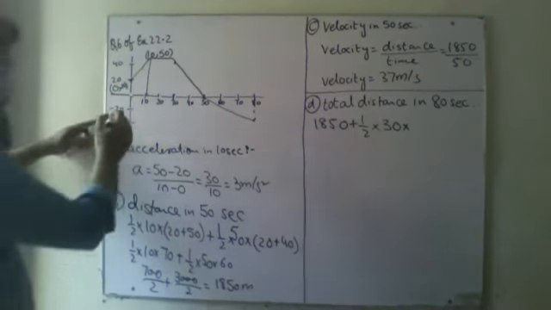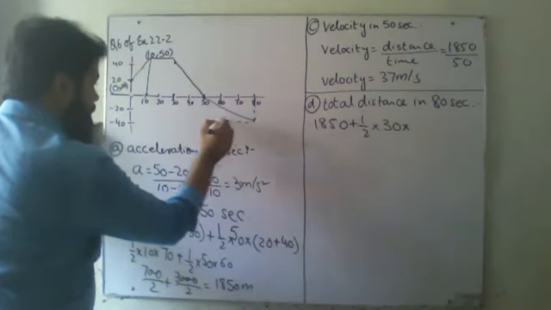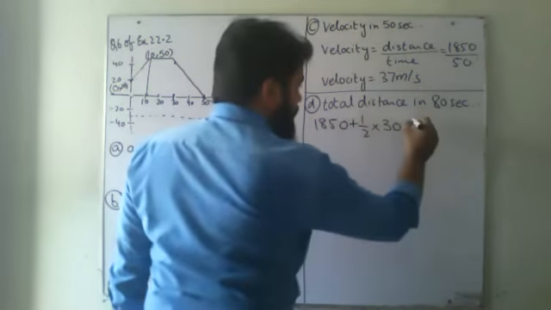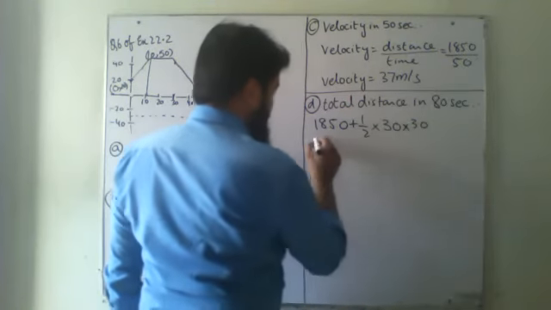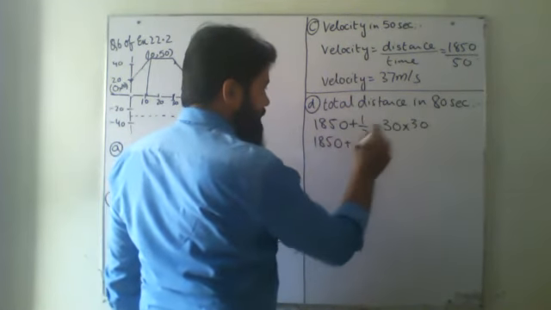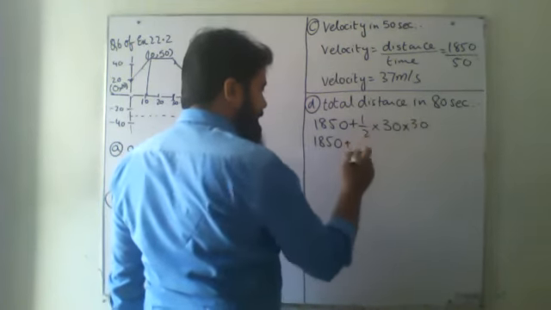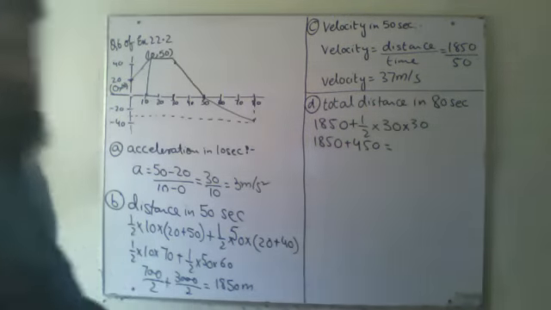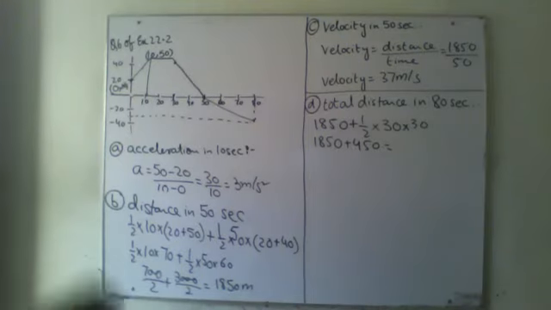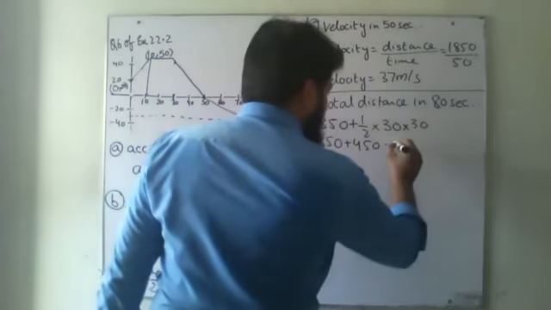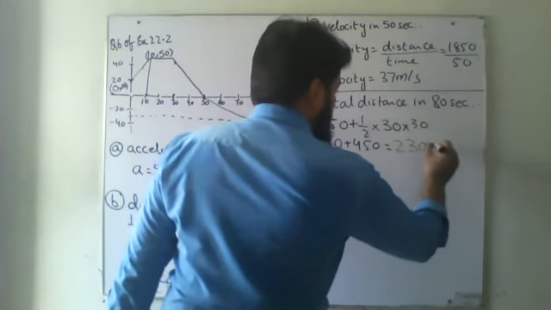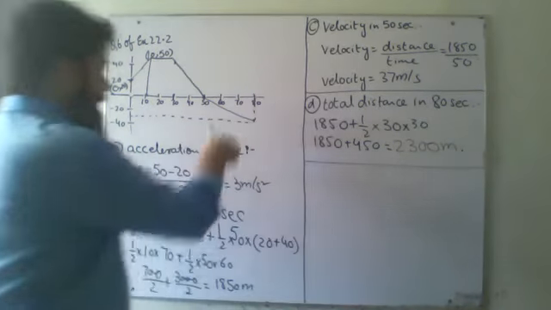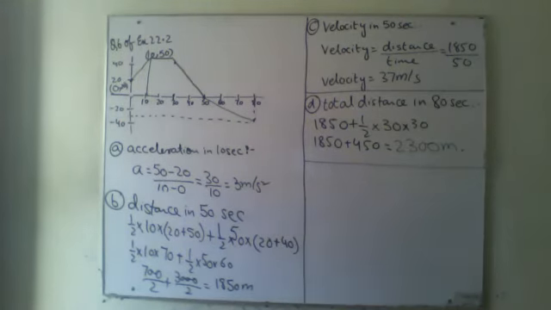And after that, I'm going to find out what is the height given to me over here. The height is given to me as 30. So 1850 plus 30 into 30, 900. 900 divided by 2 will be 450. So when I add it, my final answer will be 2300 meters. The total distance covered by the body is 2300 meters over here.